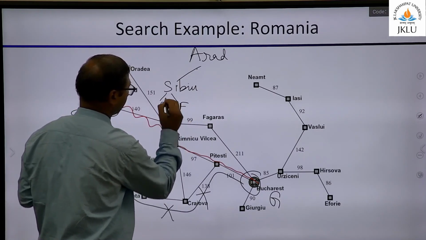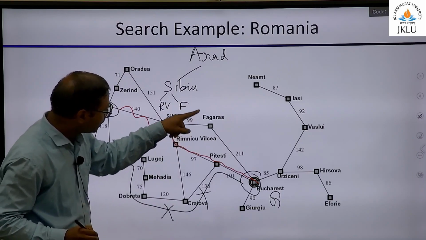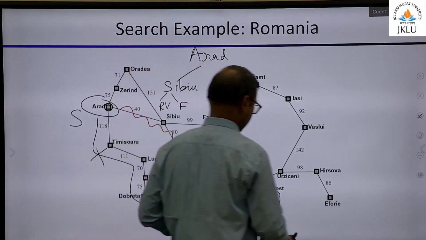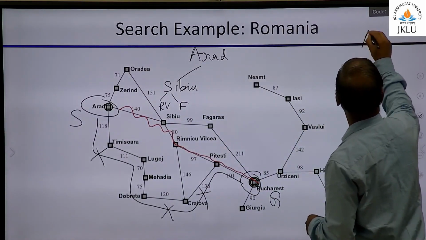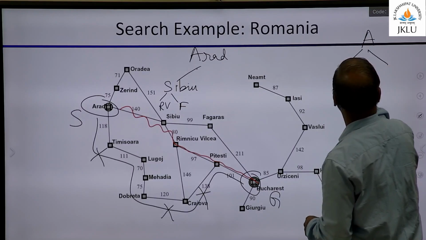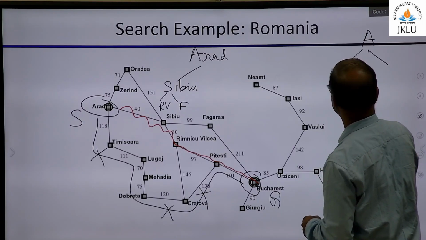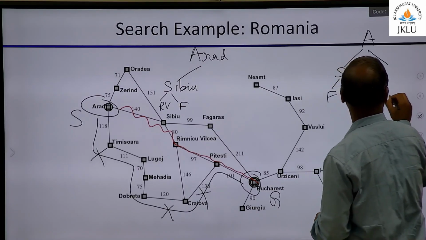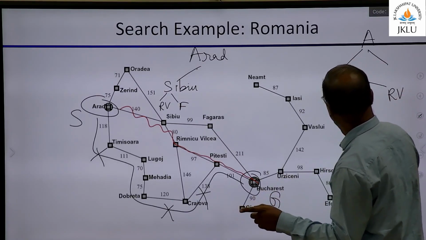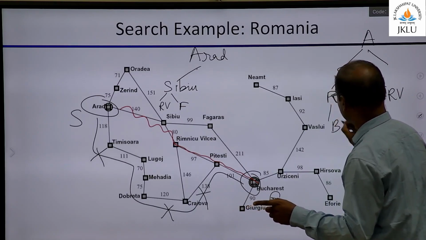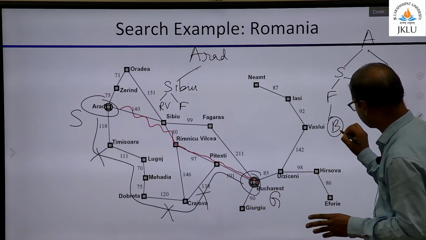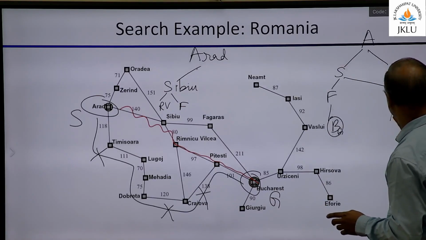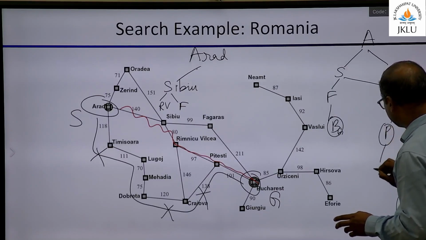F and RV. Now what is the problem next? So A, S and all. Now S says I can go to F and RV. Next, F says I can directly go to my goal state, and RV says I go to P and then G.